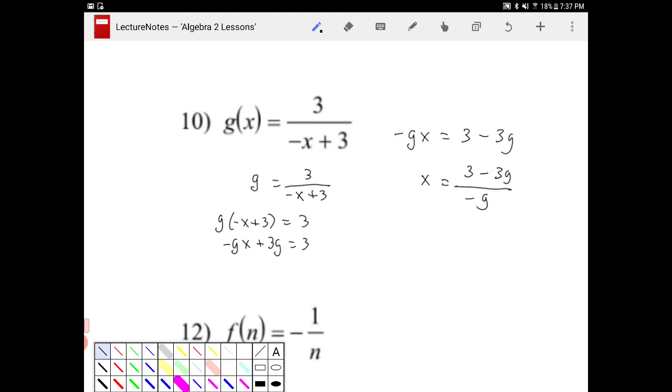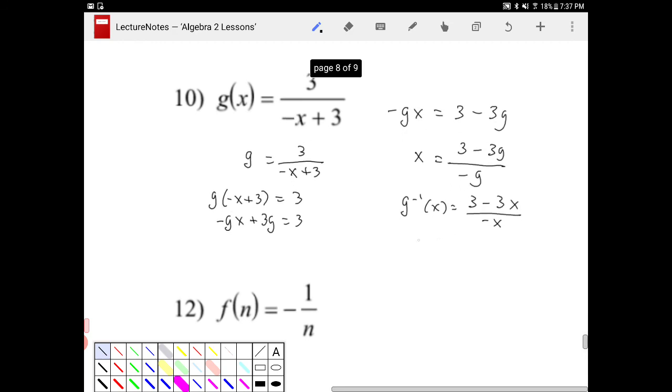So therefore, second to last step here, g inverse of x is equal to 3 minus 3x all over negative x. Or this is the same thing as g inverse of x is equal to 3x minus 3 all over x.